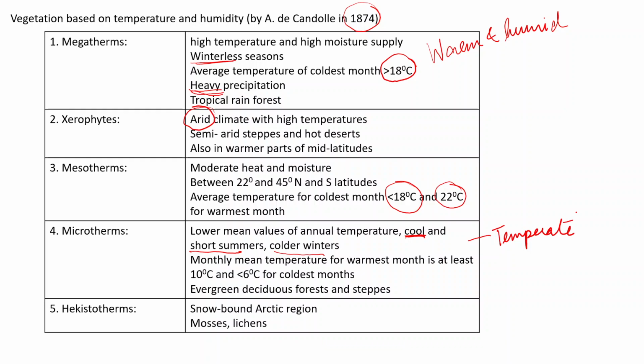This temperate zone has a monthly mean temperature for the warmest month of at least 10 degrees Celsius, while the coldest month has a temperature less than 6 degrees Celsius. And here we get evergreen deciduous forests and steppes. And the last one is hecistotherms, which is typically polar and subpolar vegetation, the snowbound Arctic region, and therefore they have mosses and lichens as the main vegetation.